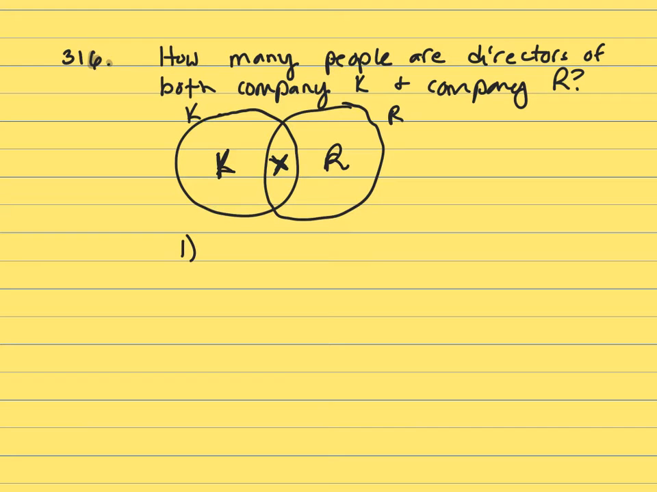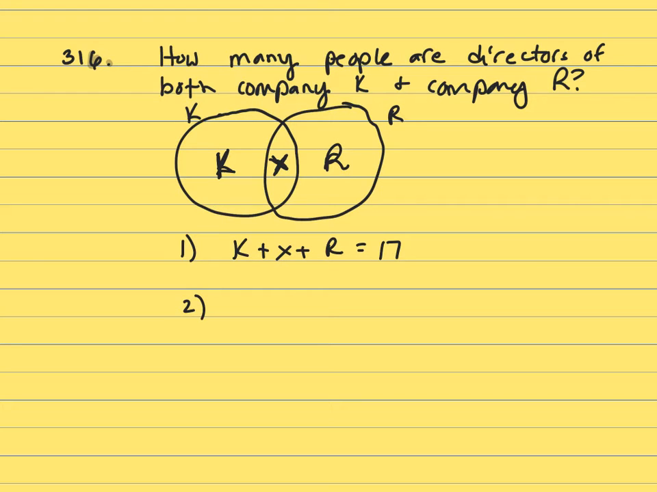Clue 1 says there were 17 directors present at a joint meeting of the directors of company K and company R, and no directors were absent. So that tells me that K plus X plus R is 17. But it doesn't help me find X. Clue 2.